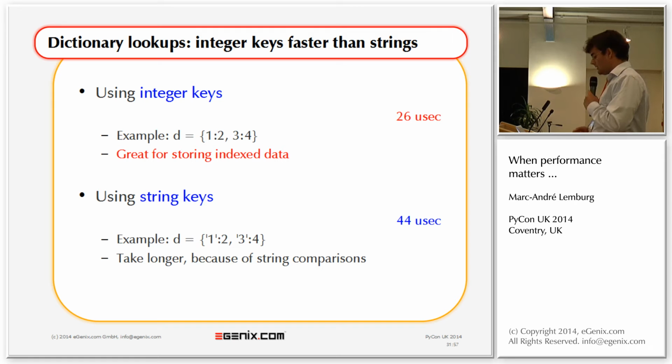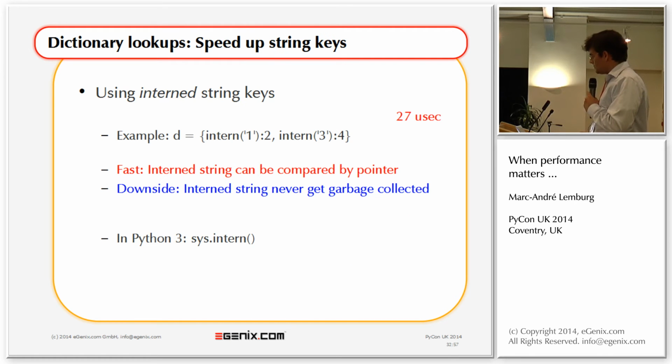If you have strings, the problem there is that Python always has to do the string comparison in order to make sure that the string that it fetched from the dictionary is actually the one that you want to use. There is a trick, though, that you can use to speed that up. You can intern the strings. How many of you know intern? Few. So intern is really nice in that it creates just a single copy of that particular string in memory.